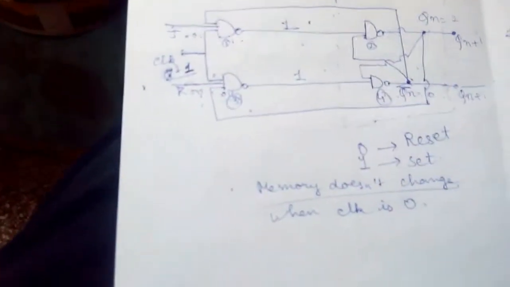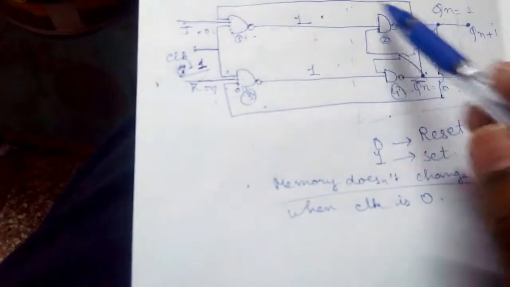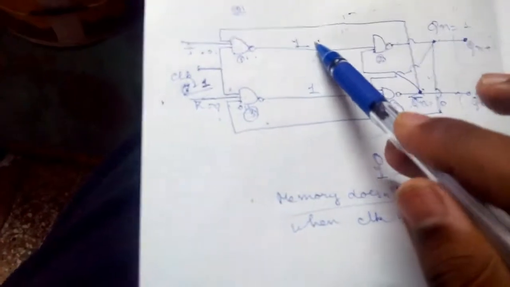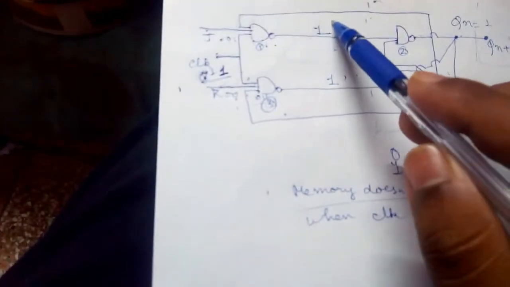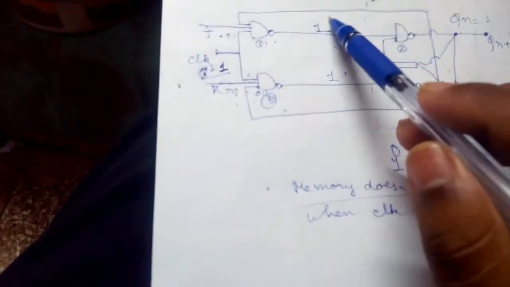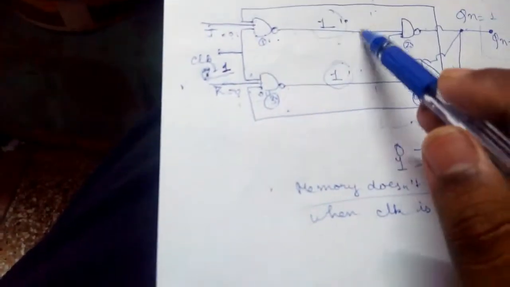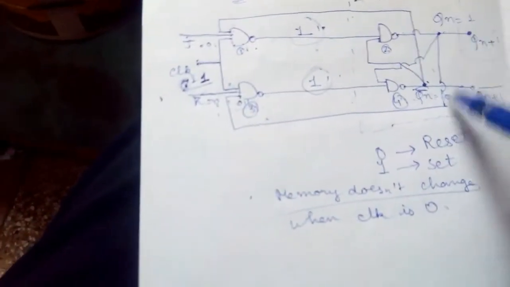As I have said, NAND gates 2 and 4 are in active low conditions. The output will only change if there is 0 in this position. As you are seeing, only 1s exist in both the paths, therefore there would be no change in the output, and Qn and Qn dash would be equal to Qn plus 1 and Qn plus 1 dash. So we will write 1 0 as it is.